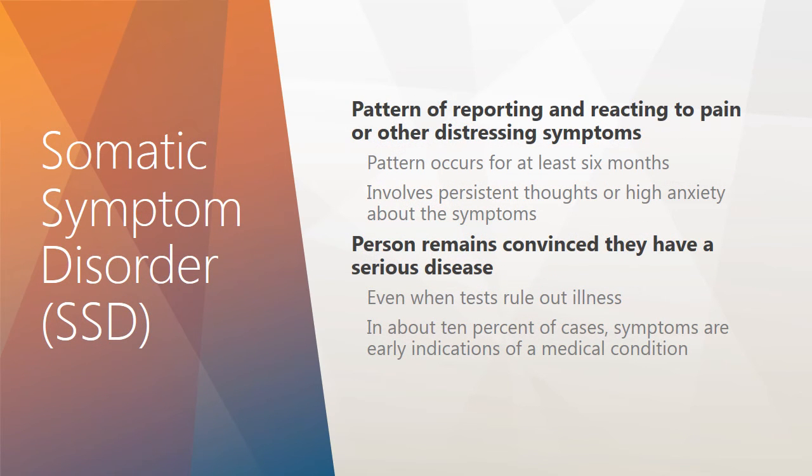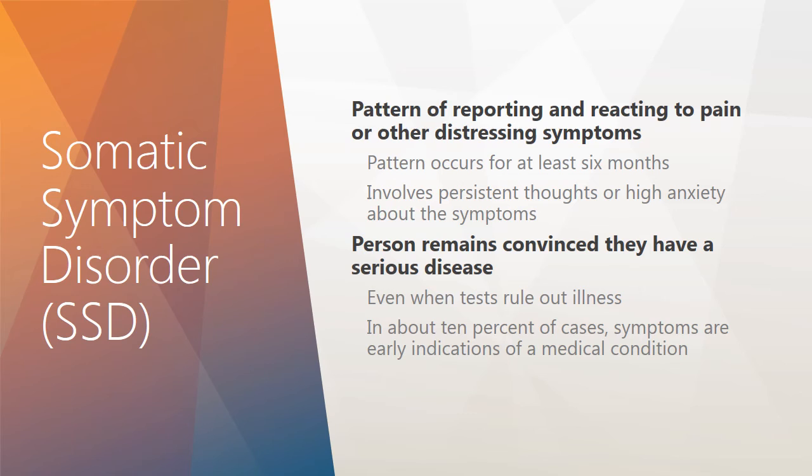Somatic symptom disorder has replaced what was formerly known as somatization disorder in the DSM-4. It involves a pattern of reporting and reacting to pain or other distressing symptoms. This pattern occurs for at least 6 months. It involves persistent thoughts or high anxiety about the symptoms. The person remains convinced they have a serious disease even when tests rule out illness. In about 10% of cases, symptoms are early indications of a medical condition.